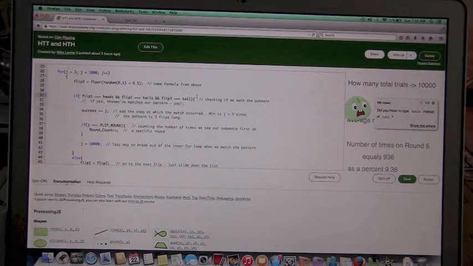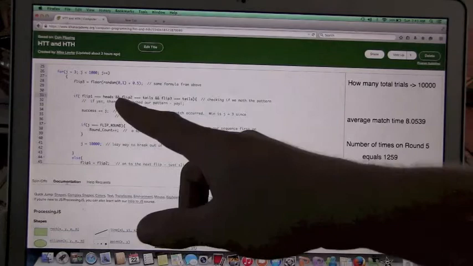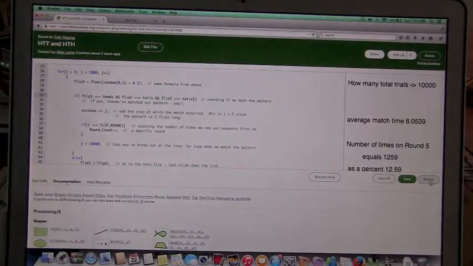So let's see what happens. Put in tails, and it runs. Average match time 8.1, 8.07, 8.01, 8.03, 8.08, 7.95. So where does it look like our first appearance of heads, tails, tails is? Around round 8.